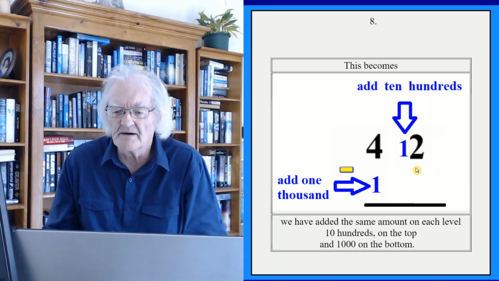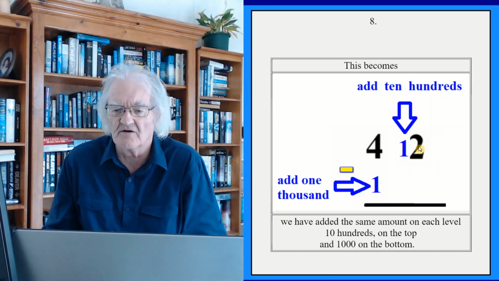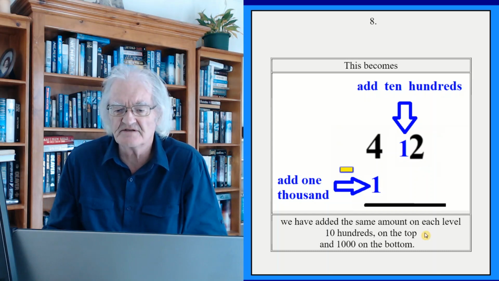Where we have a number that we want to make larger, we add 10 of whatever that column is worth. So here this represents adding 10 hundreds. And 10 hundreds is 1,000, so we add 1,000 to the thousands column of the other number.